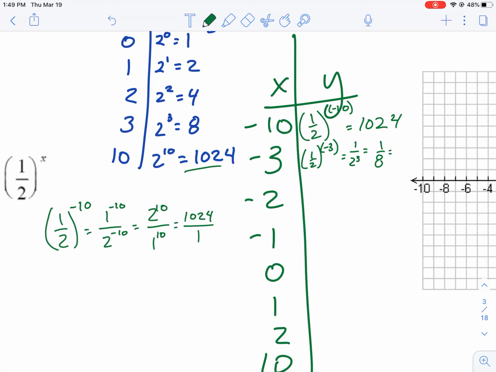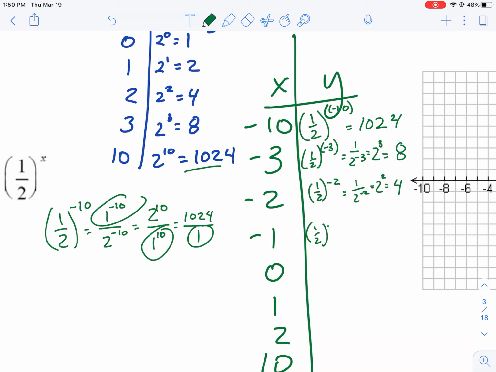I'm sorry, that's not correct. Going to be 1 over 2 to the negative third, which equals 2 to the third, which equals 8. Similarly, here we have 1/2 to the negative second, which gives me 1 over 2 to the negative second. I've been dropping that 1 because 1 to any power ends up being just 1. That gives me 2 to the second, which is 4. Similarly, we get 1/2 to the negative 1 is 2.